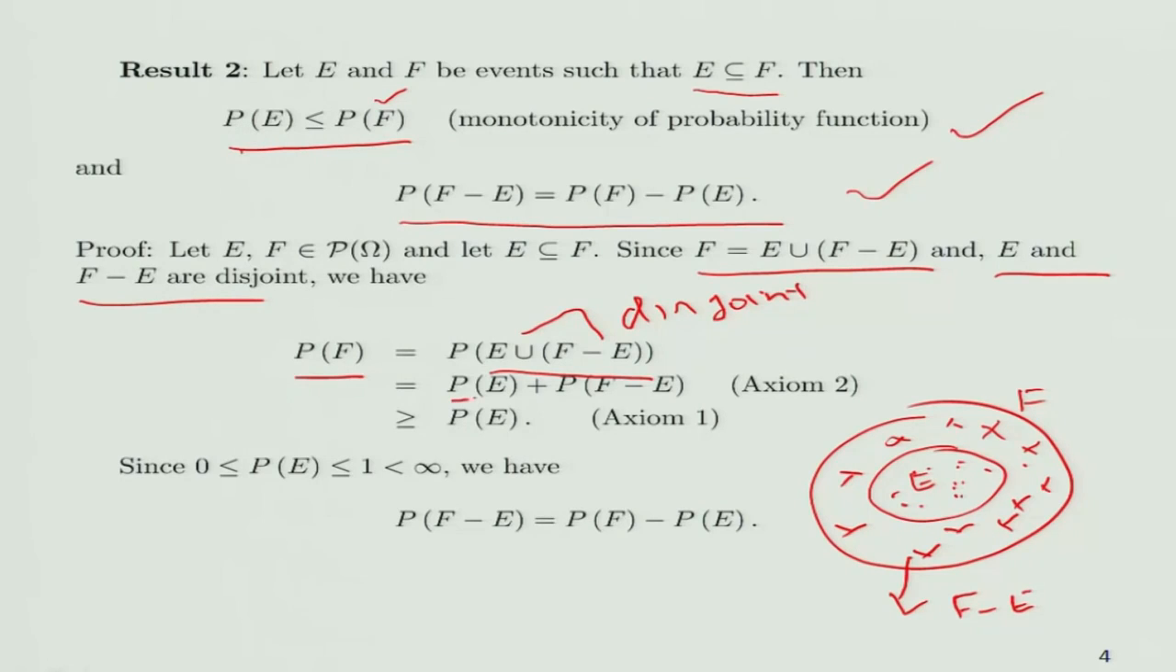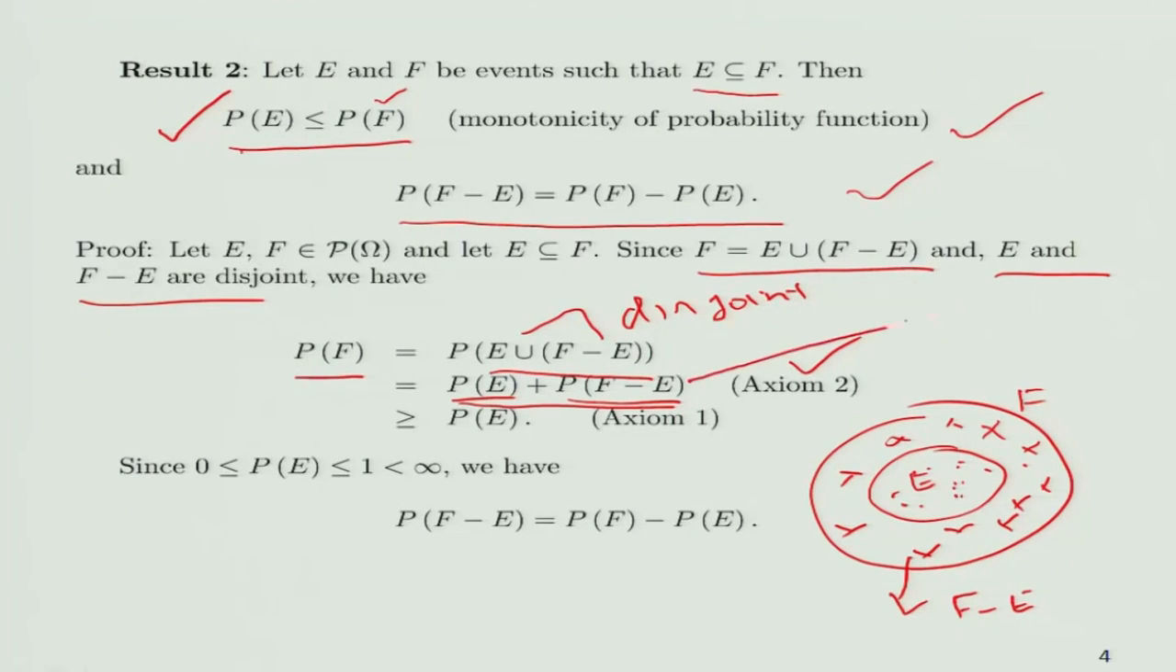So this probability is the same as the sum of the individual probabilities, which is by axiom 2. But we also know that probability is always non-negative, so probability of F minus E is always greater than or equal to 0. So this sum will be greater than or equal to probability of E. So what you get is probability of F is greater than or equal to probability of E, which was the monotonicity property. That means the smaller set gets the smaller probability.